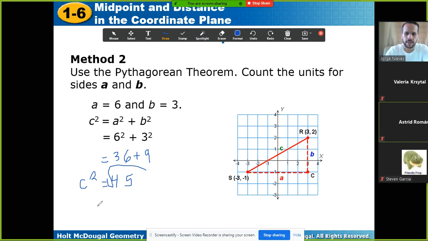when you find the square root of 45, you can use your calculator. The answer is gonna be 6.7. So the distance is 6.7. Okay. Any questions? This is basically what I want to show you in this quick class.